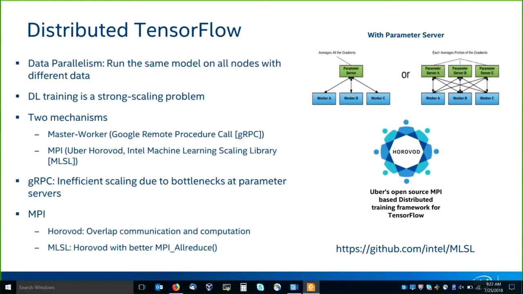And then Intel also has a machine learning scaling library which has better performance than Horovod, wherein we have tuned MPI all reduce for the sizes and communication patterns that are usually encountered in DNN models. I put some links on the right side, so you can easily check out some of these links and try it out.